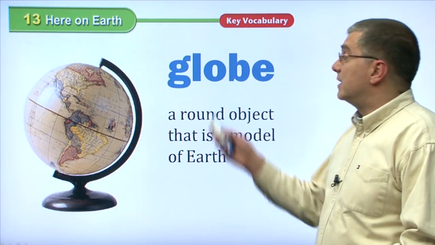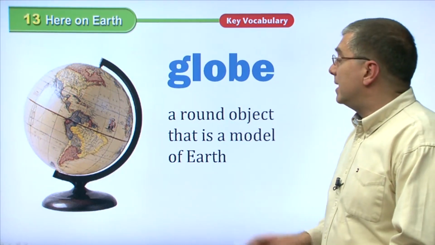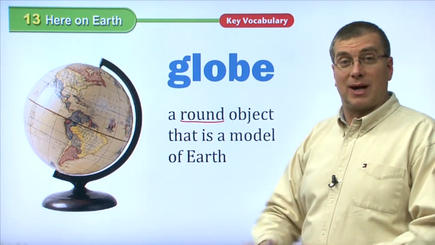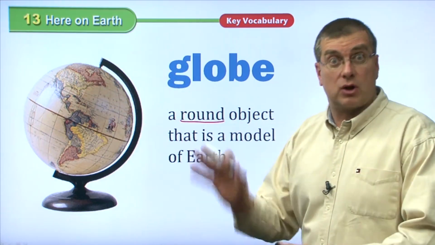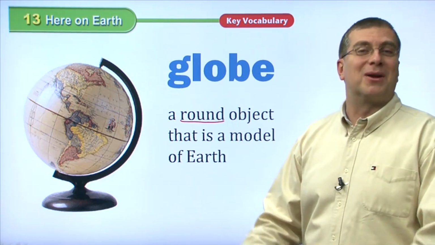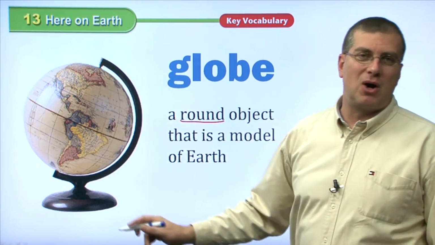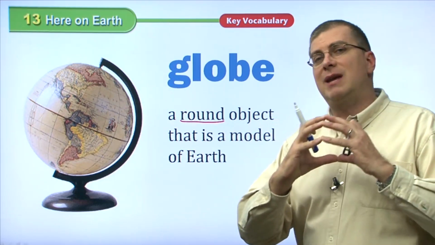Okay, our next word is globe. Globe is a round object. It's round. It's like a ball, right? A ball that you bounce. Don't bounce the globe, right? It won't bounce. But it's the same shape as a basketball or baseball, things that are round, the same shape.